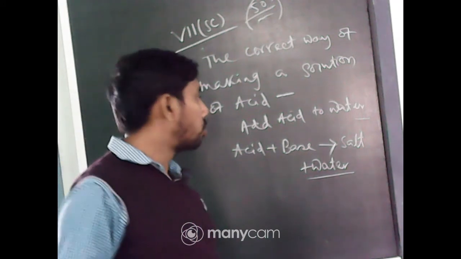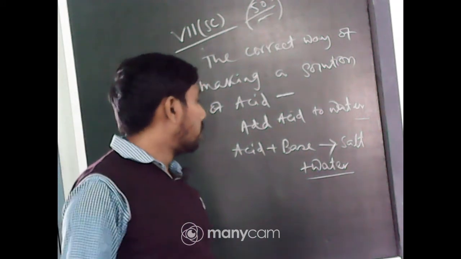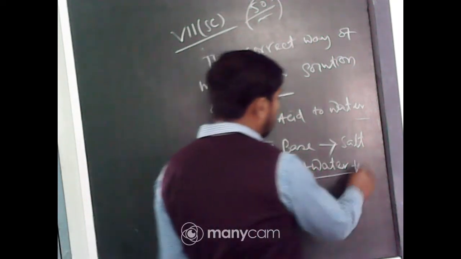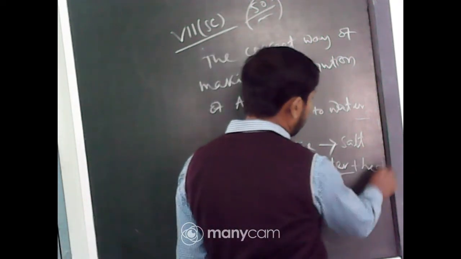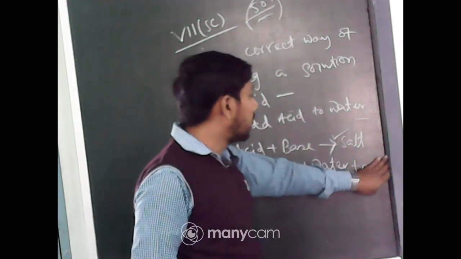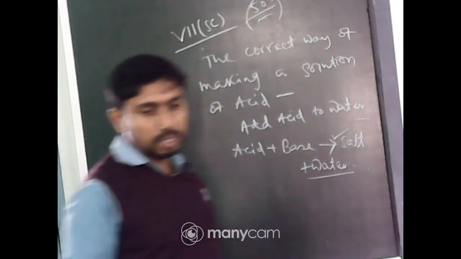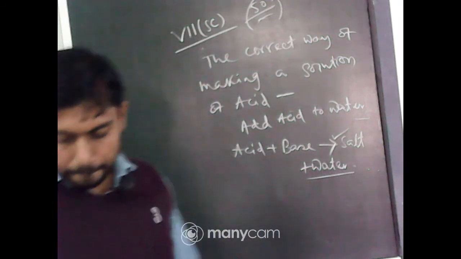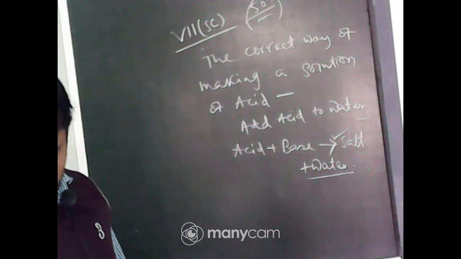Yes, heat will also be evolved there if the option is there. If the option is salt plus water plus heat, then you will make this option correct. If no heat is there, and only these two options are there, then it would be the correct one. Okay. Next one.